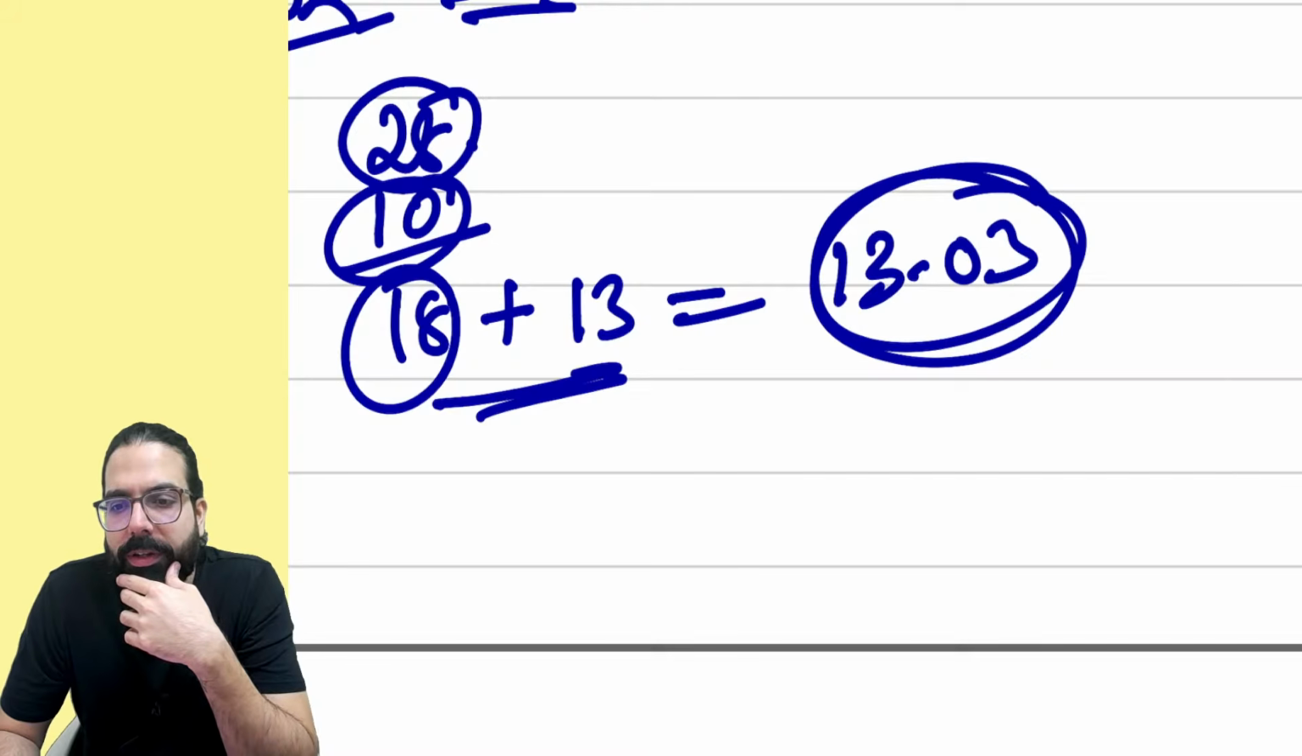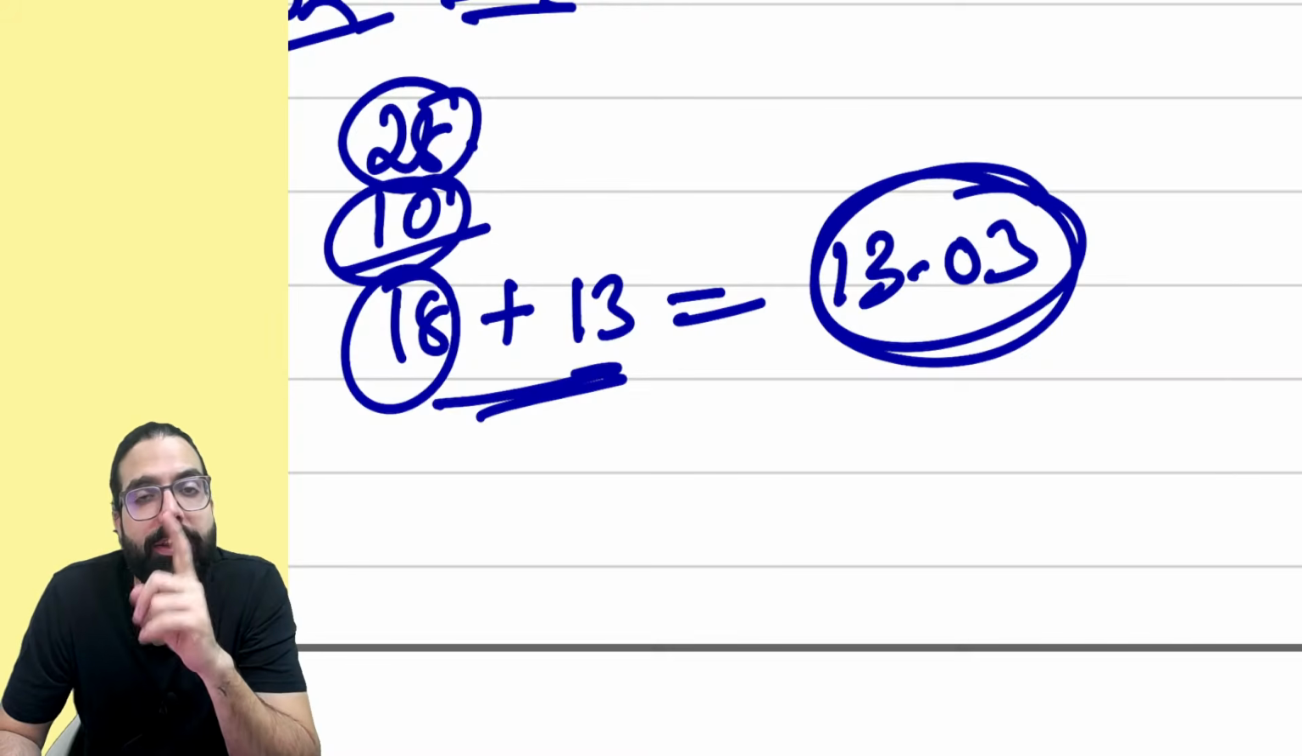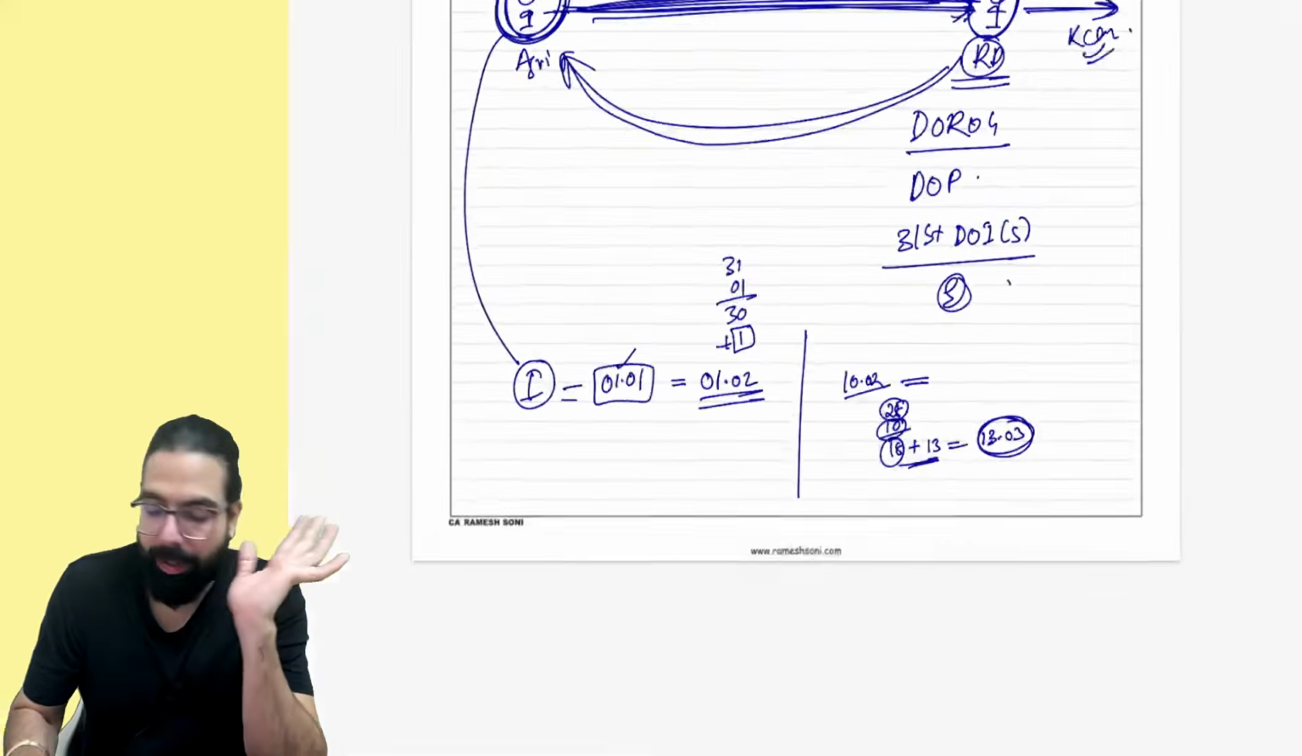Done, sir. It is not 30 days. It is 30 days plus one day. Done, sir. This point is clear.